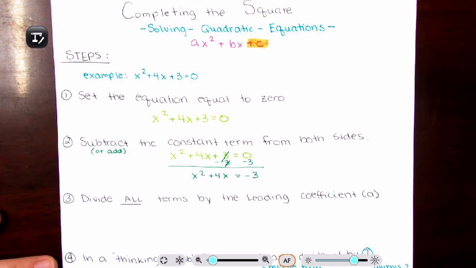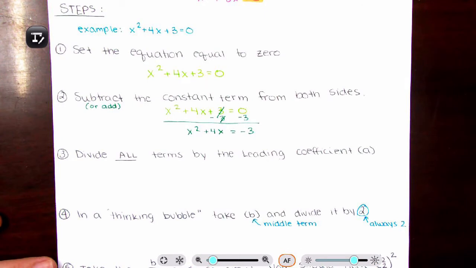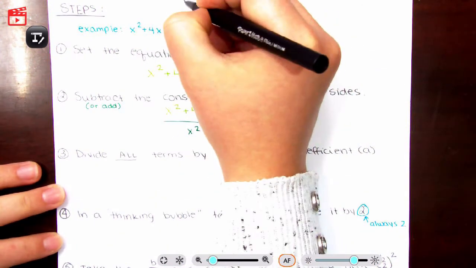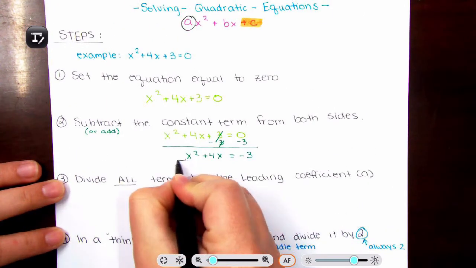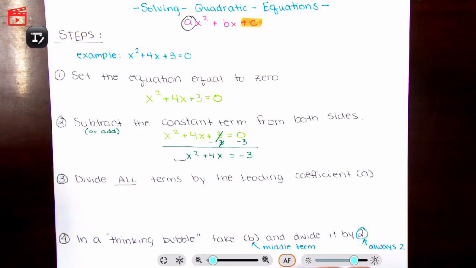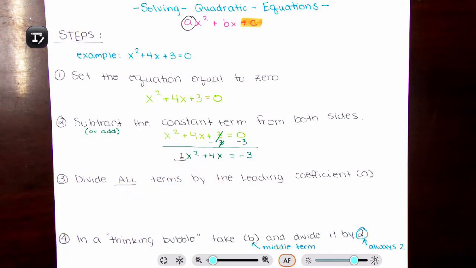Step 3: we're going to divide all the terms by the leading coefficient if there is one. The leading coefficient is your a. So a is this guy here. If you have a leading coefficient, it would be the number in front of x squared. In this case, we don't have a number in front, so that number here is 1. So if we divide all terms by the leading coefficient, for this specific example, it would be dividing by 1. Since we don't have a change when we divide by 1, we're just going to keep it.